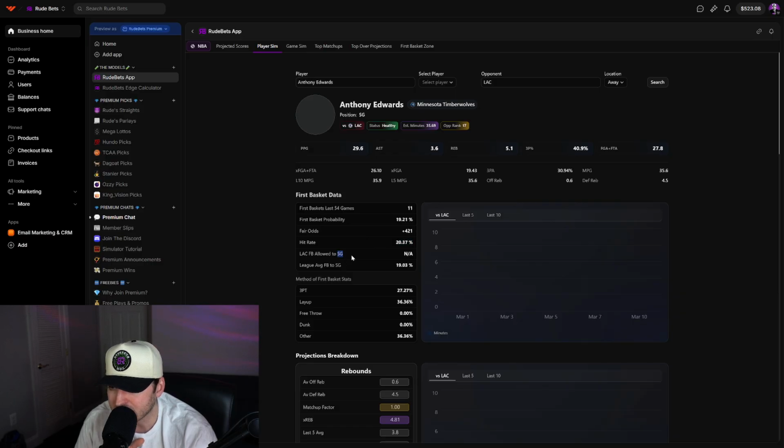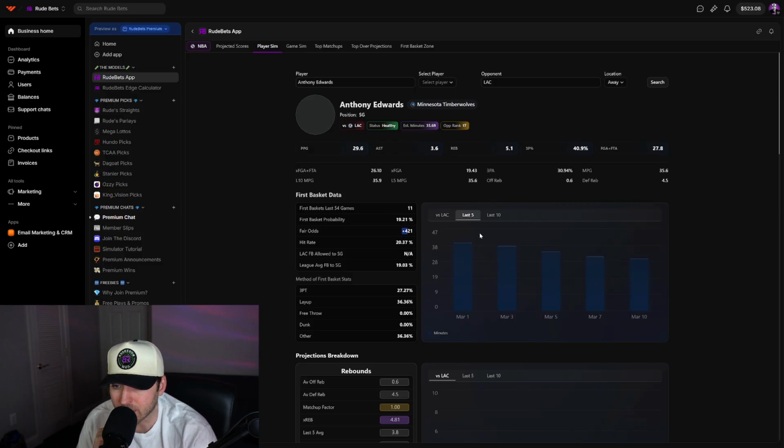The first baskets allowed to his position. In this case, we have an NA, so we can just check that out at a different place to make sure that there's nothing broken there. And then the league average to shooting guards, so 19% is what the NBA generally allows to his position. So we can see 19% here is his probability as well. So fair odds of 421 means get him around the plus 450, plus 500 mark, and you have a really good play there for a first basket.